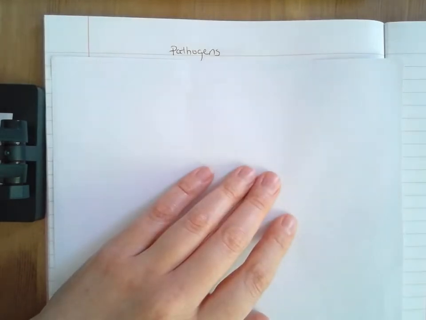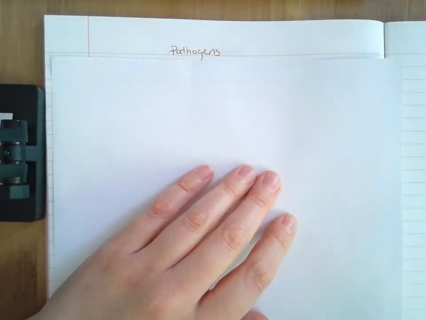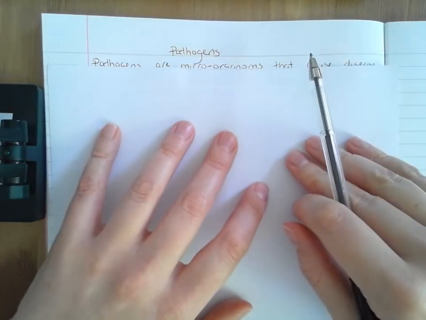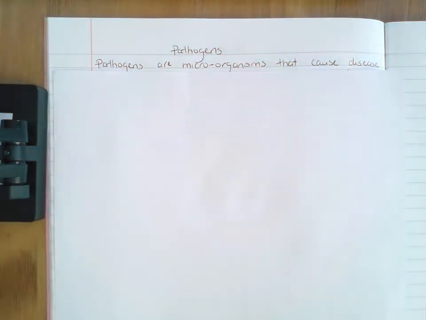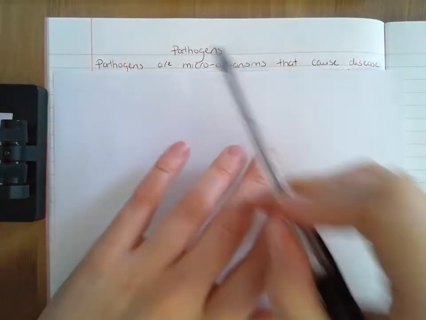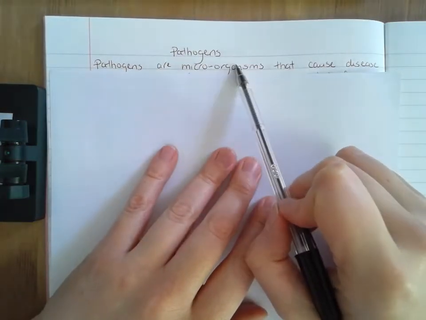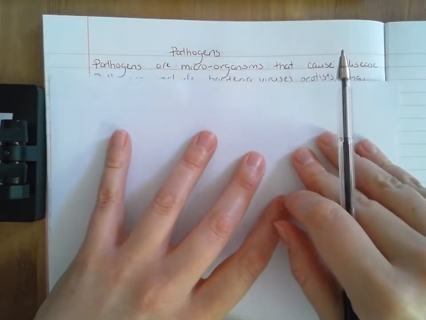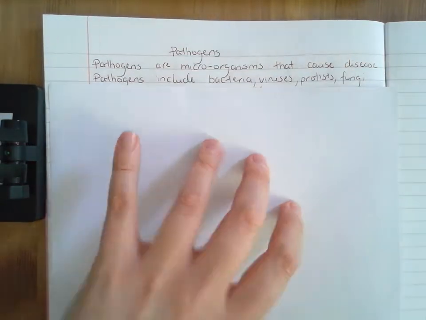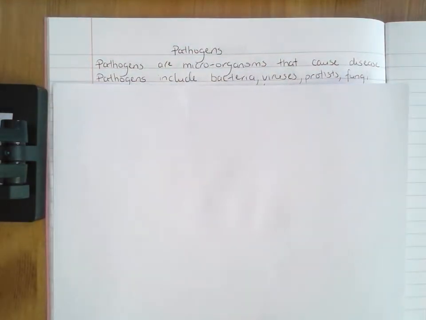So in today's lesson, we are going to look at pathogens in a little bit more detail. I've already given you a definition for a pathogen. Pathogens are microorganisms that cause disease. By microorganism, I just mean a small living thing that causes a disease. There are 4 different types of pathogen that you need to know: bacteria, viruses, protists, and fungi.